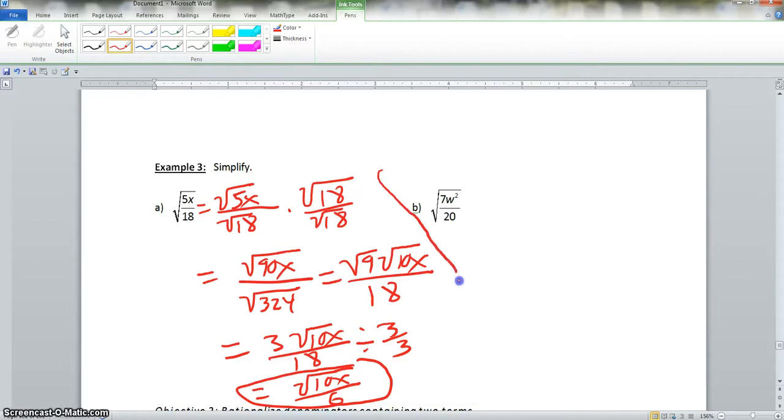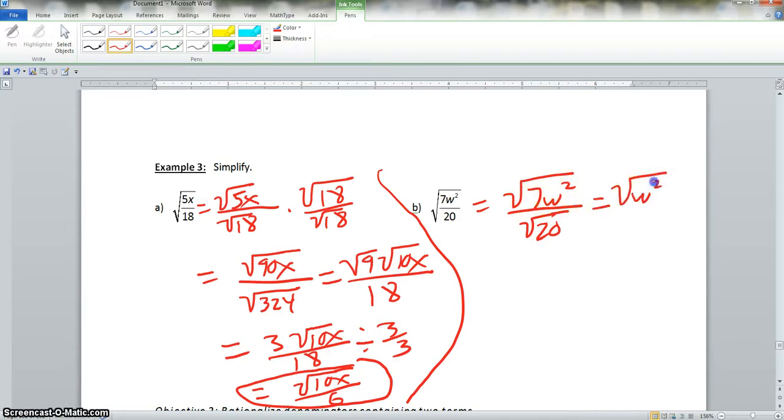Okay, now we go here to B. We'll break this up. This will give us the square root of 7w squared all over the square root of 20. Now, I didn't do this in the last problem, but I'm going to address this here. We know the square root of 20 has a perfect square in it that we could pull out. And then we know the square root of 7w squared has a perfect square also. So this would be the square root of w squared times the square root of 7 all over the square root of 4 times the square root of 5.